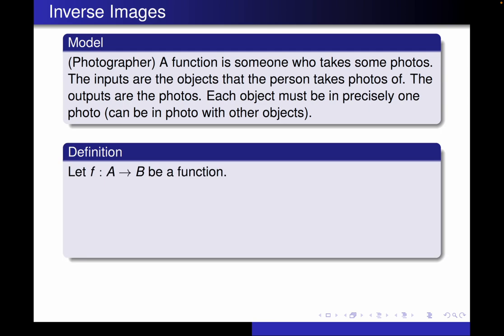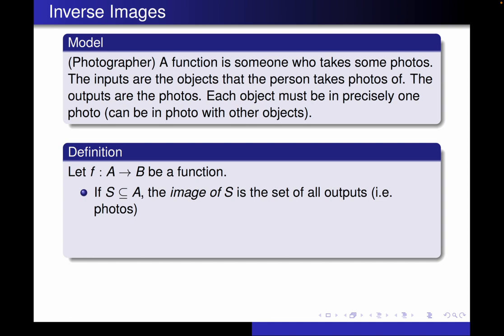All right, so that leads us to the following definition. Let f from domain A to codomain B be a function. If we have a subset of the domain, we'll call it S, the image of S is the set of all outputs, and remember, outputs are photos, that come from elements of S, which are the objects. So if you look at all the possible outputs that you get from S, that's the image of S.